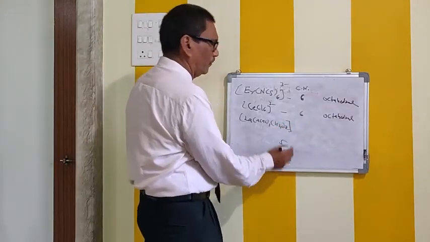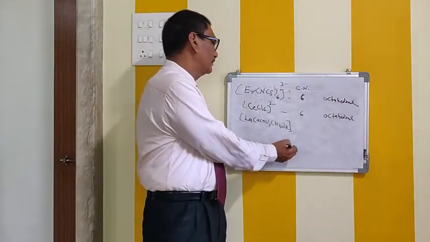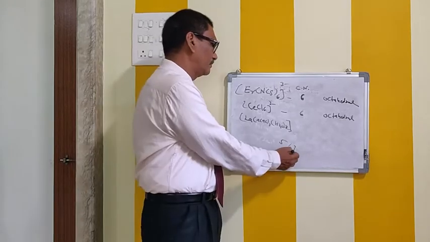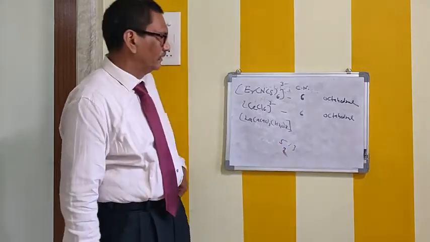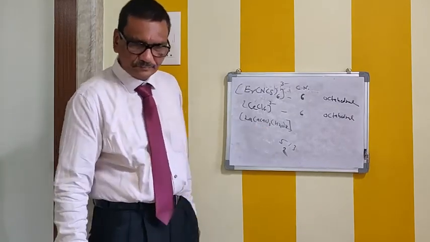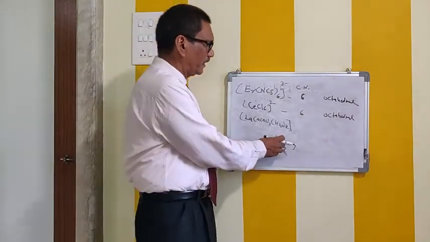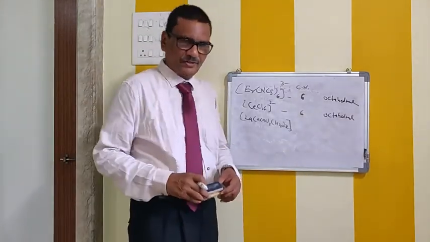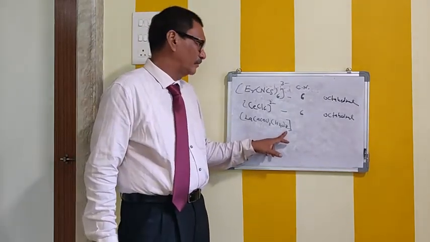So 5. Okay. Anybody answer? Any other answer other than 5? 3 or 2. So all are the wrong answers. So coordination number, as I already told, is the number of ligands which are directly attached to the central metal atom in the coordination sphere as per the definition. The 3 plus 2, that is 5, is correct as per the definition.